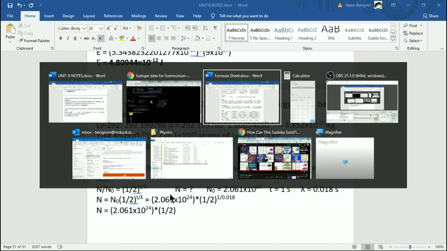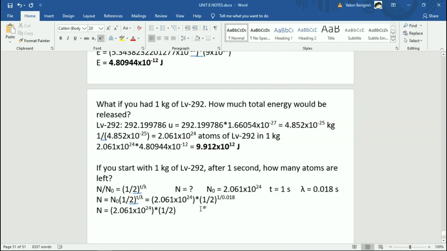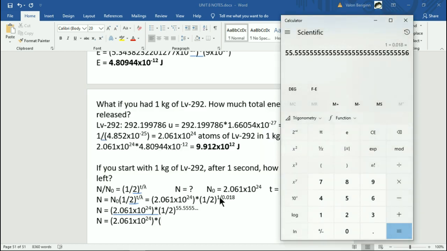Okay, it's the exponent, so we have 1 divided by 0.018. Boy. Okay, 55 repeating, all right. So now I want to do 1/2 to that power. Okay, so it's 0.5 to the 55 point. Do this for a while. All right, good enough.